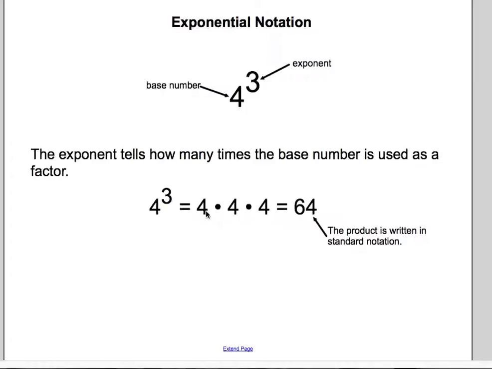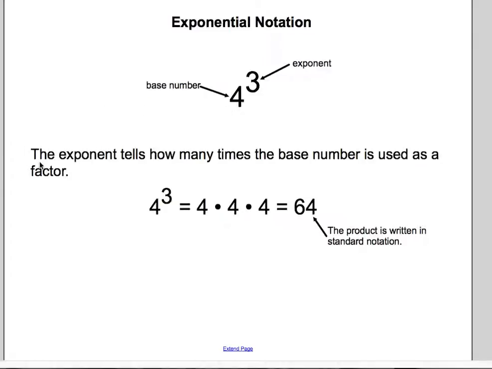Okay, now in your notebook, I want you to open to your next clean page and put the heading Exponential Notation. Write that at the top. And then you need to copy down on that page what I have right here. Put the example 4 to the third power and label the exponent. 3 is our exponent. Label the base number. 4 is our base number.